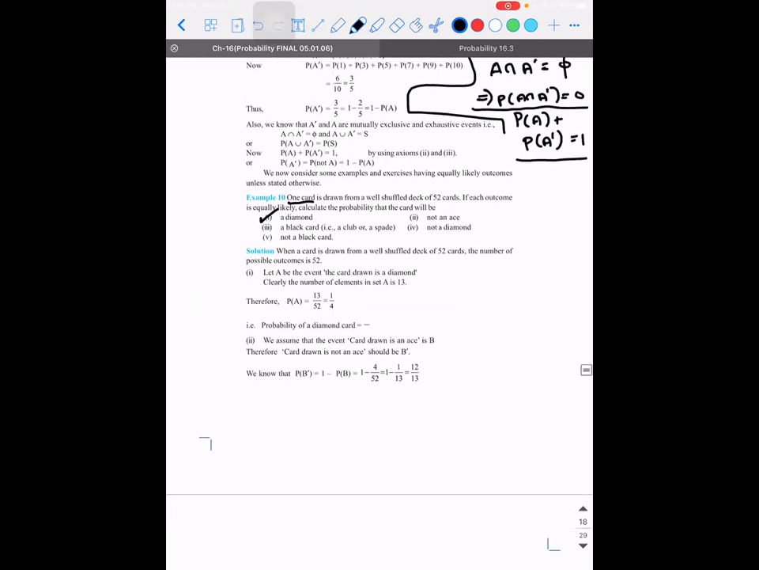Now comes an important question. We need to answer. How many diamonds are there in the pack? 13, sir. 13. So there are 13 diamonds, right? So probability of getting a diamond is 13 out of how much? 52.